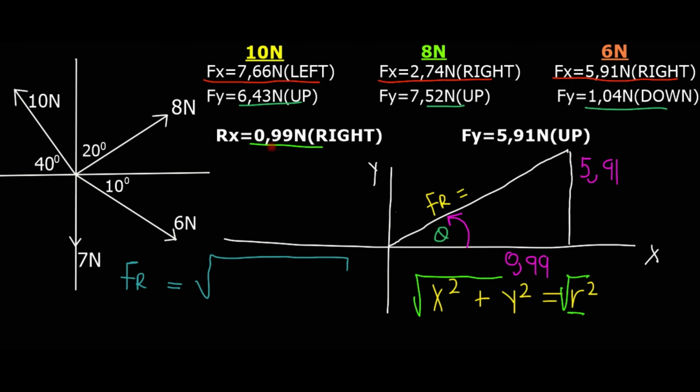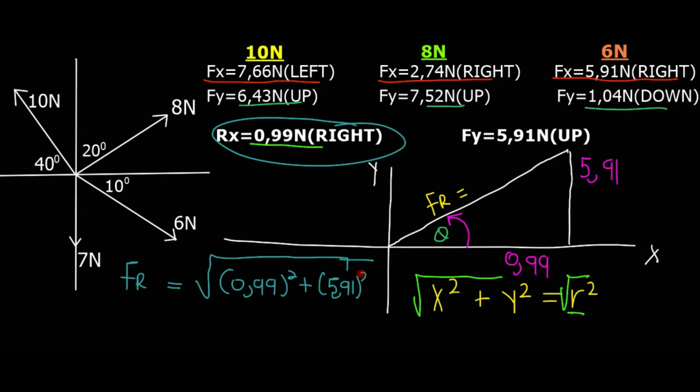the square root of x squared plus y squared, and then our Rx is this one, which is 0.99, all squared, and then Fy is 5.91, and then all squared. So the answer gives us 5.99 newtons. And then now we have to find the direction. So finding the direction, we will have to find this angle theta.